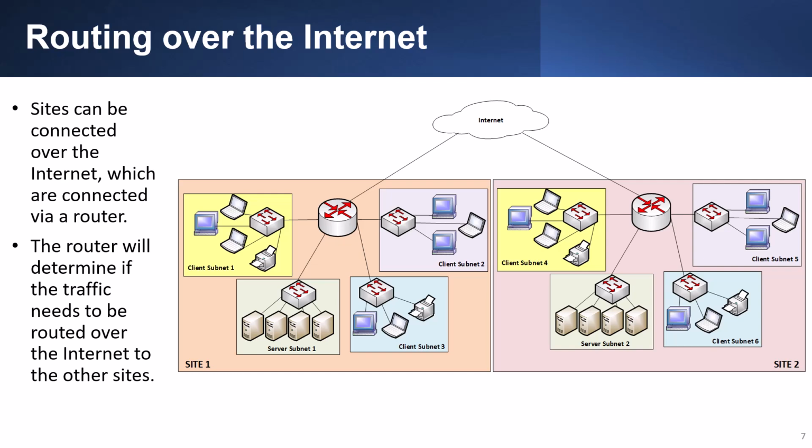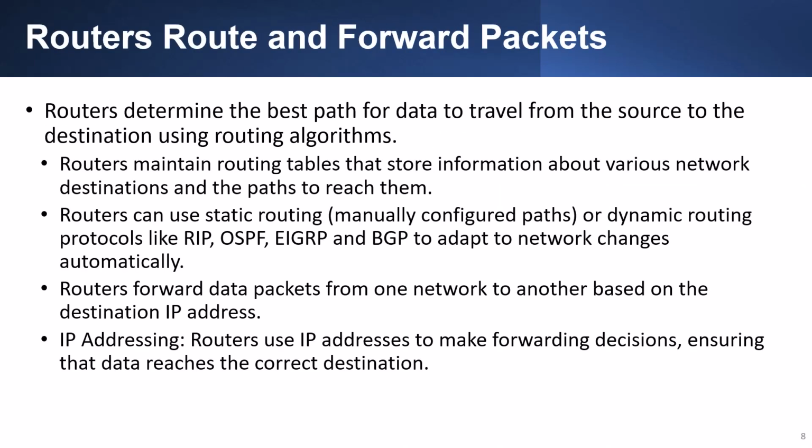Sites can be connected over the internet, which are connected via a router. The router will determine if the traffic needs to be routed over the internet to the other side. Routers determine the best path for data to travel from the source to the destination using routing algorithms. Routers maintain routing tables that store information about various network destinations and the paths to reach them. Routers can use static routing, which are manually configured paths, or dynamic routing protocols like RIP, OSPF, EIGRP, and BGP to adapt to network changes automatically.